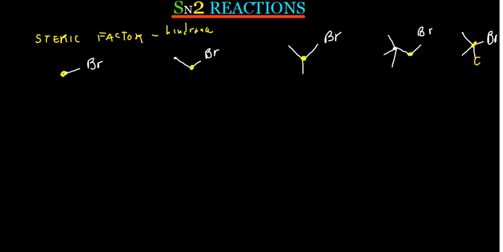So because of that, the rate of an SN2 reaction is fastest for a methyl group, followed by a primary carbon, followed by a secondary carbon, and then a neopentyl, and then the least to react is the tertiary carbon. It is the least reactive when we talk about SN2 reaction, because the steric hindrance is so high, right?